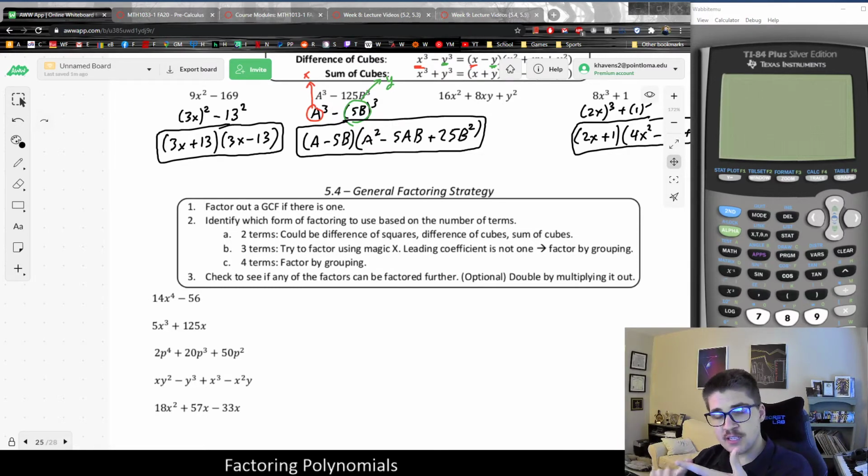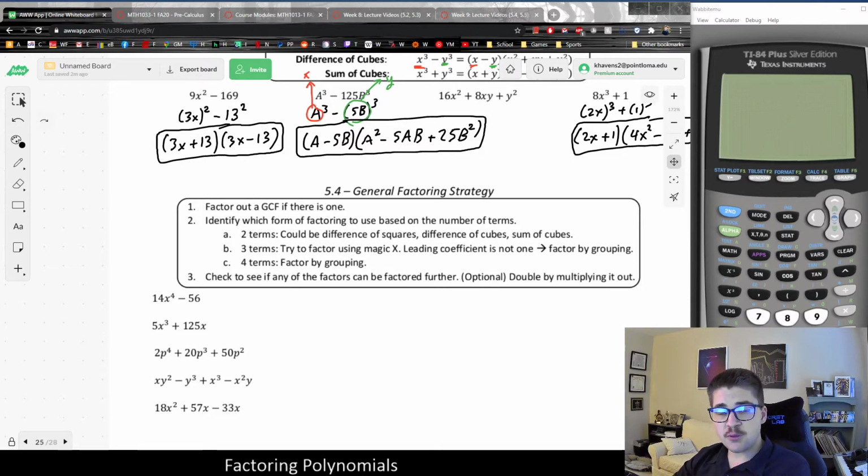Then after the greatest common factor is factored out, you want to check your remaining factors to see if they can be factored further. The remaining factors, you would then want to think about whether it's 2 terms, 3 terms, or 4 terms. It will help me determine which method to use. Do I want to use a formula? Do I want to use the magic X? Do I want to use grouping or any other technique that you might have available to you?